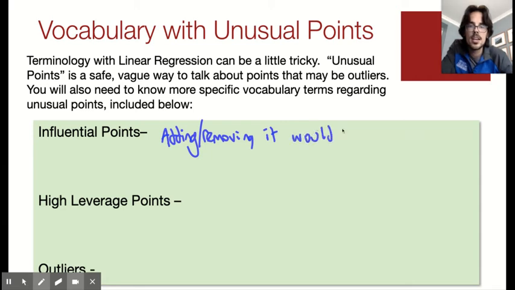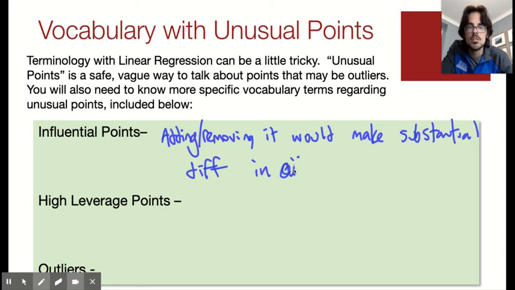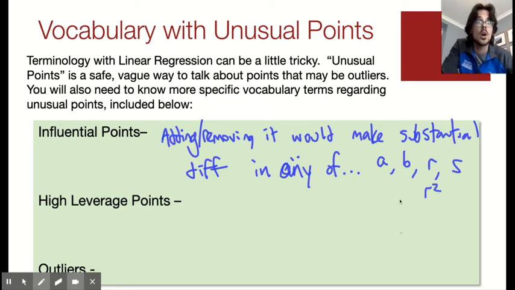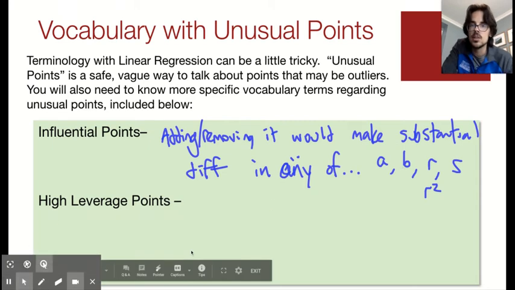would make a substantial difference in any of your intercepts, your slope, your r, your s, your r squared. If any of our friends from this chapter are significantly different because of that point, either being added or being deleted, that point is influential.